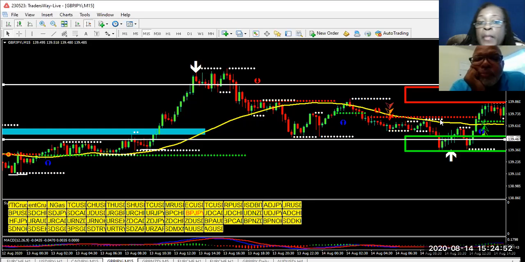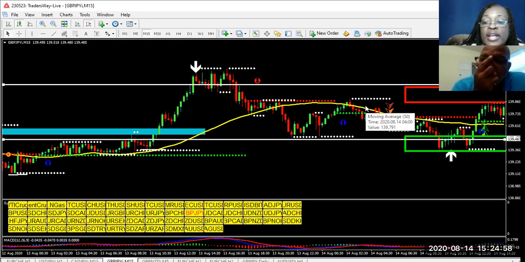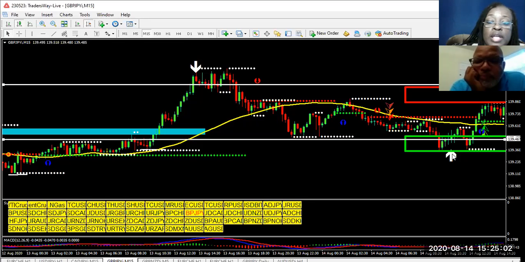Now, always remember, if you are selling and your trade is running and it's going down, once it goes into your green demand zone, you want to go ahead and get out, because now buyers are going to start to come in. Same thing if you're buying: when price reaches your supply zone, go ahead and take your profit, because sellers are going to start to come in.